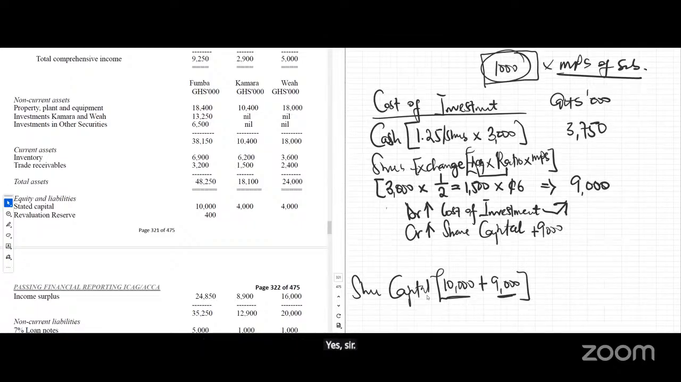Quick one. In this case, should there be a share premium in the statement of financial position? Check if there's a share premium value.